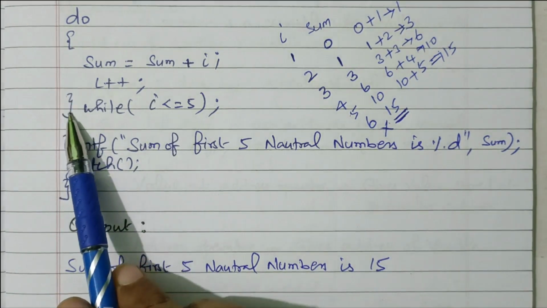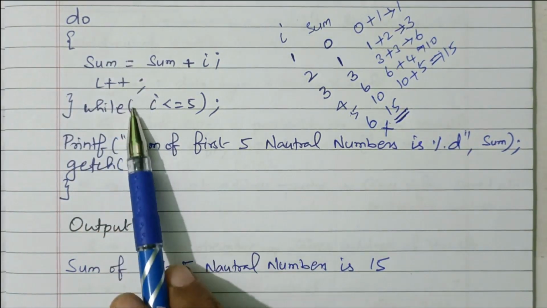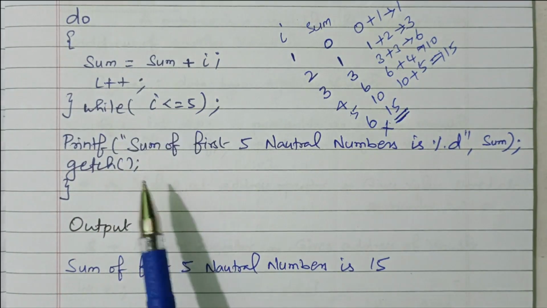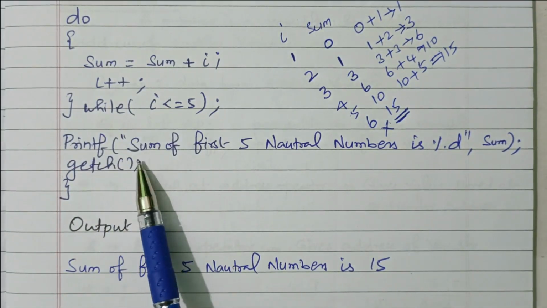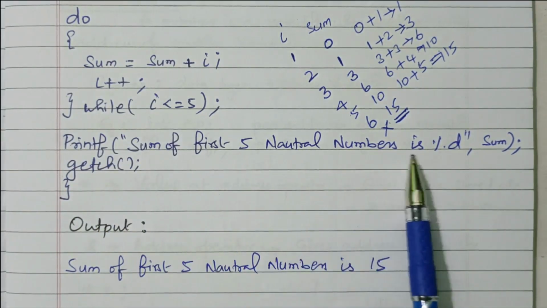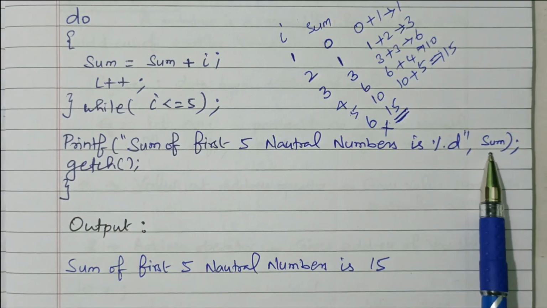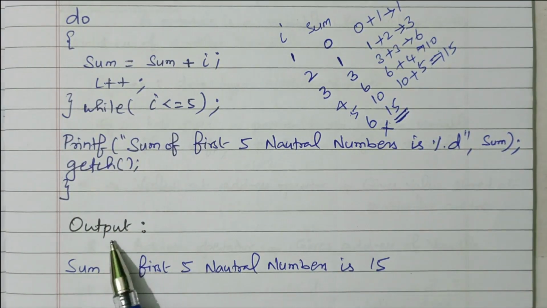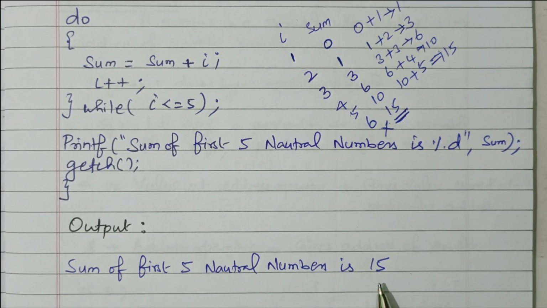Now this loop is completed, the loop is terminated because of the false condition. Then we can print this. Print the sum of the first 5 natural numbers, the answer available in the sum. So it is printed, right. So the sample output: sum of first 5 natural numbers is 15. We got this answer as the output.